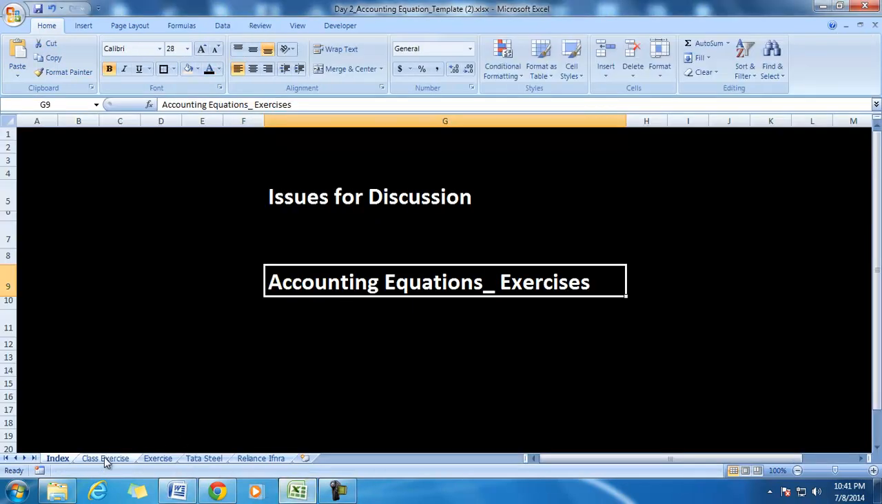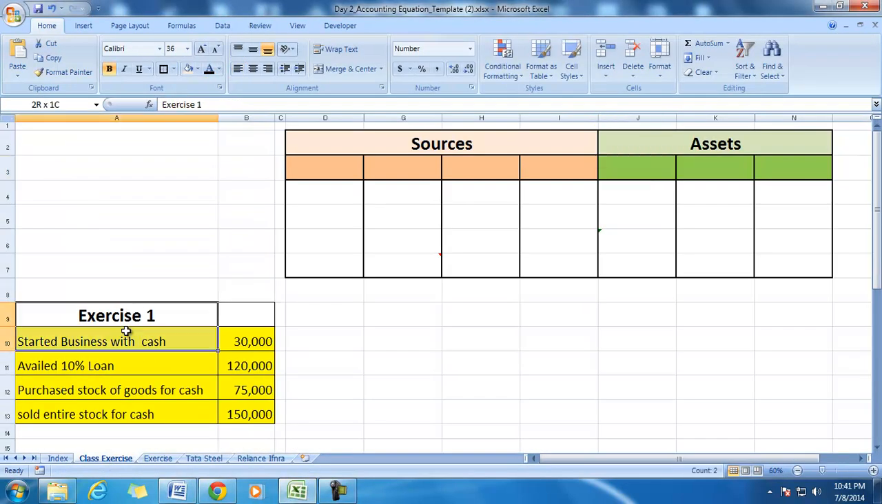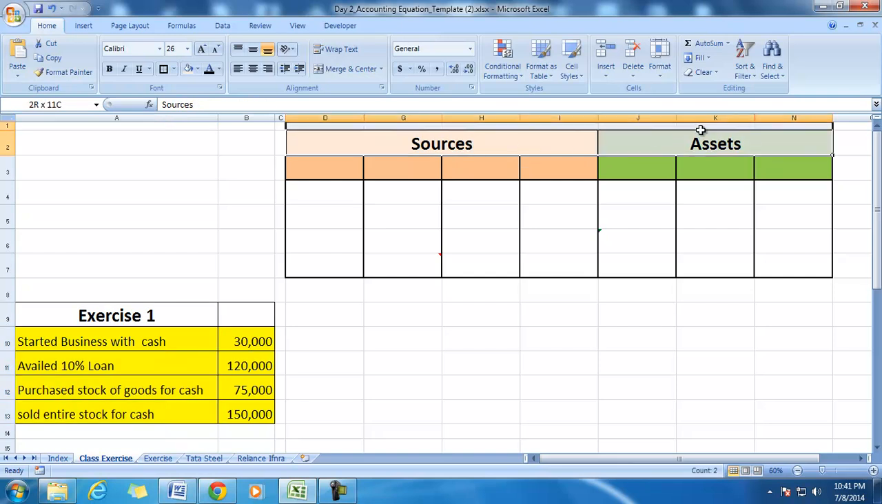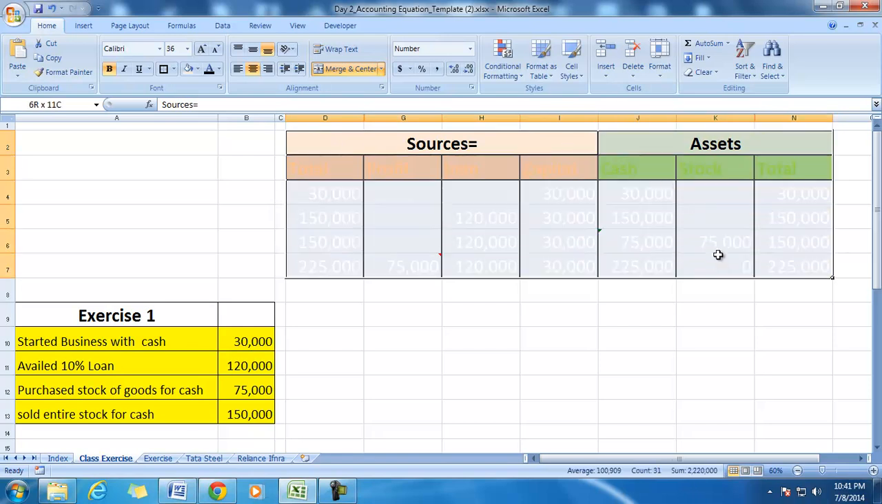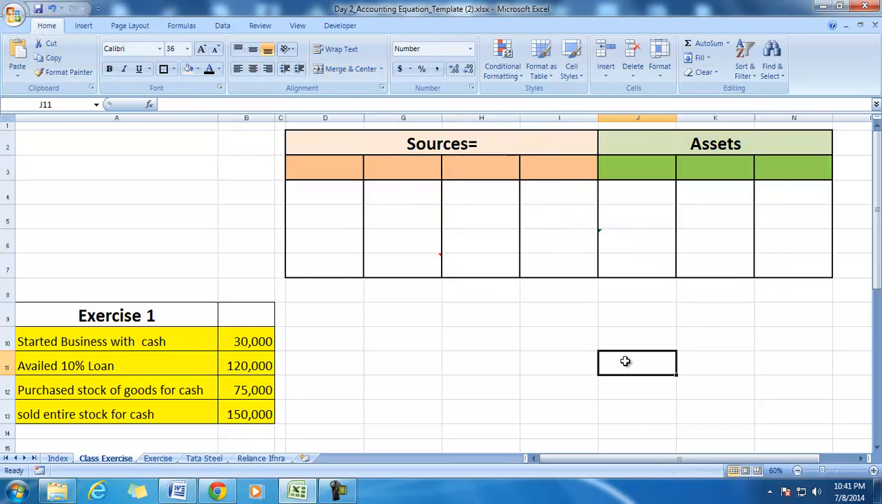Now let us take this example. A set of transactions is given here, and we'll try to convert these transactions into the accounting equation. As we said, the accounting equation shows that the sources at a particular point of time are equal to the assets. And this equation is of the company, not of the individual shareholders.